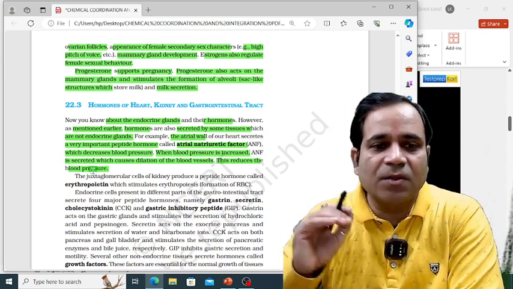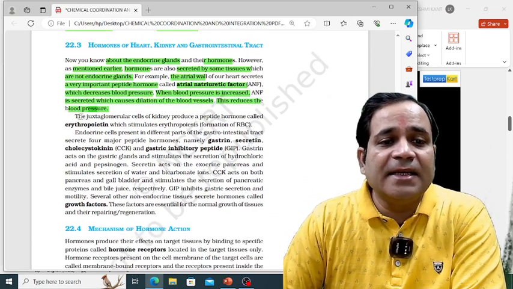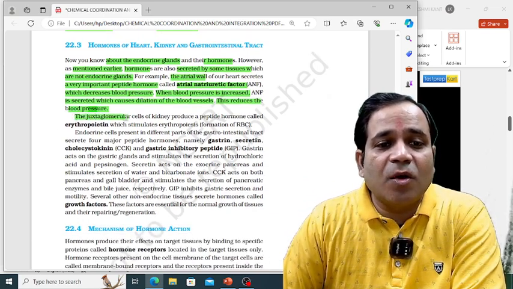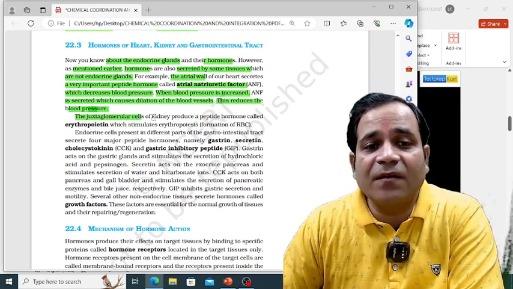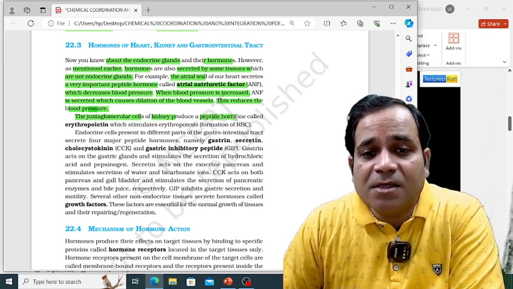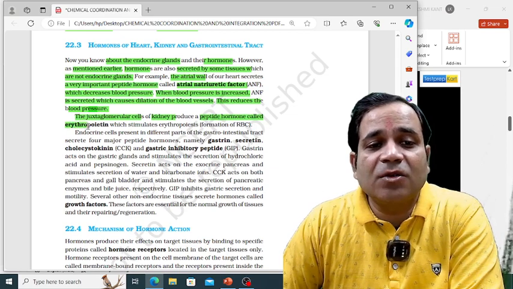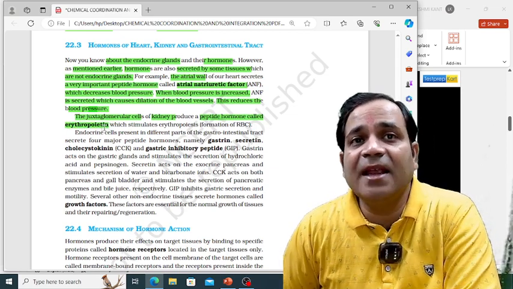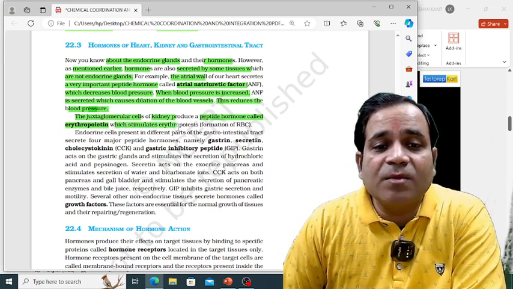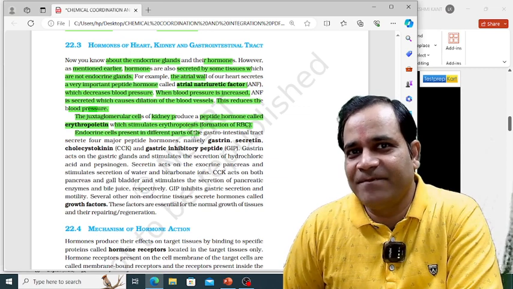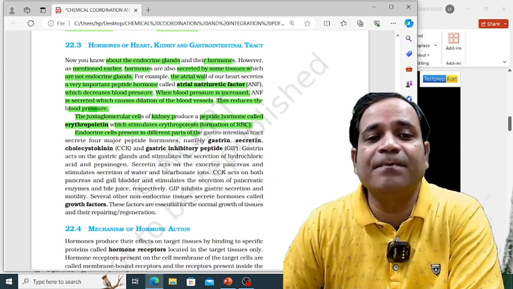The next thing that is important to understand is that the juxtaglomerular cells of the kidney also produce a peptide hormone, known as erythropoietin. This erythropoietin, my dear, stimulates erythropoiesis, that is, the formation of RBC.